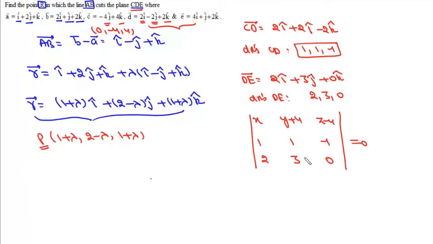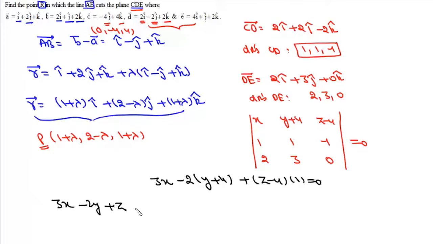So this is 0 plus 3, so it is 3x. Now it is 0 plus 2, so we'll minus 2, y plus 4, and then plus z minus 4, and 3 minus 2 is 1. So it will be equal to 0. So we'll get equation of this plane as 3x minus 2y plus z, and this is minus 8 minus 4, so it will be minus 12 equals 0. So this is the equation of plane CDE.